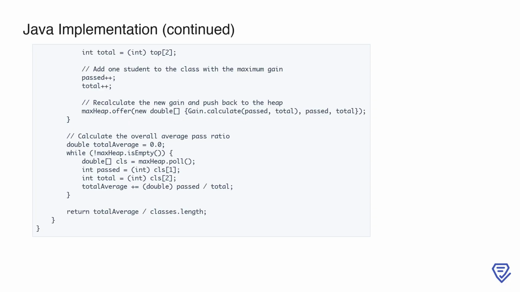Once all extra students are allocated, we calculate the final overall average pass ratio. This is done by iterating through the heap, summing up the pass ratios of all classes, and dividing by the total number of classes. Finally, we return the computed average as the result.